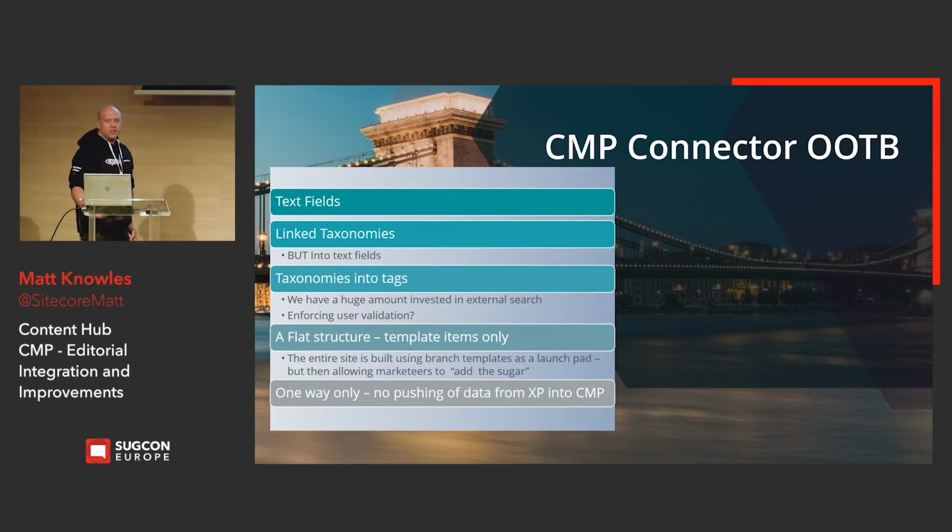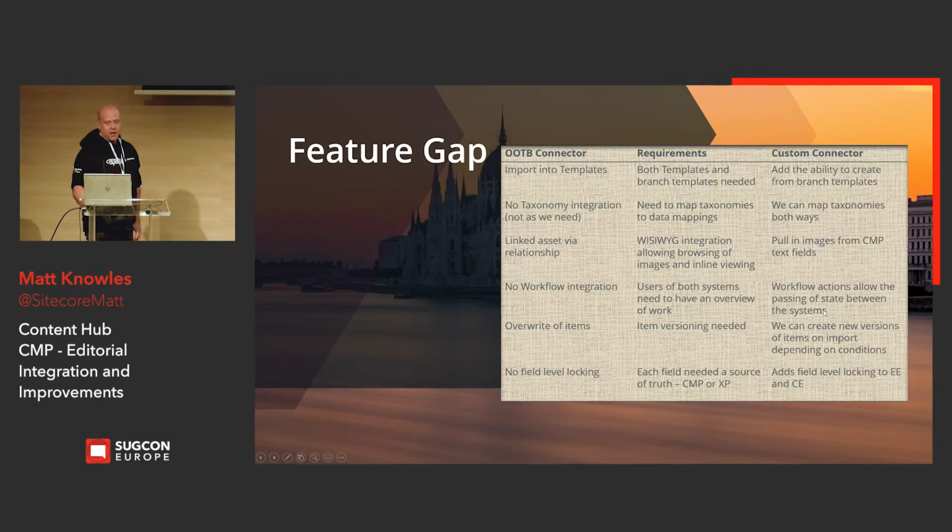Our whole site was and is based on branch templates. So we needed to expand that, almost make it that the page itself was a data item. So produce pages in CMP rather than just the data content. So this left us with a bit of a feature gap. We needed to be able to import into templates and branches too.